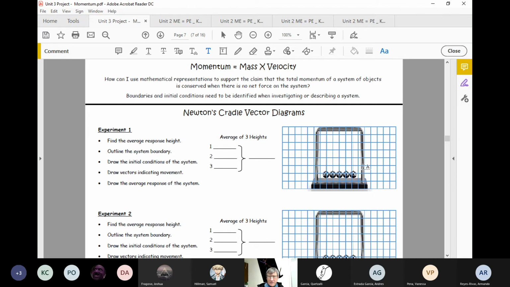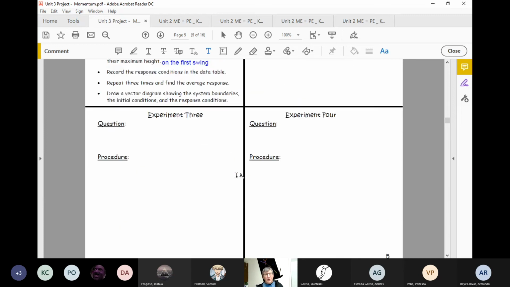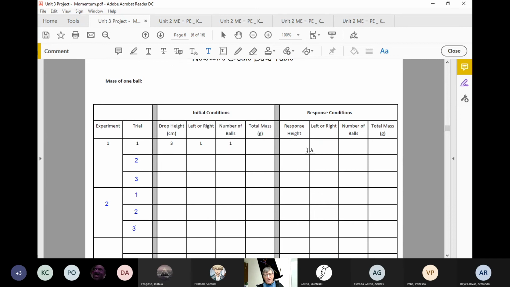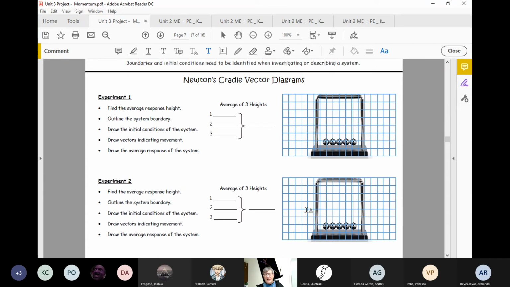So right now I'm kind of giving you a preview of coming attractions. We're going to plan the experiment today. We're going to conduct the experiment, gather the data, and analyze the data next class.